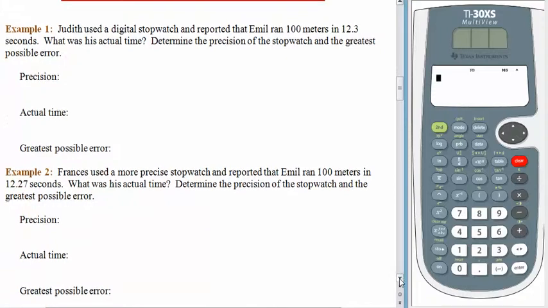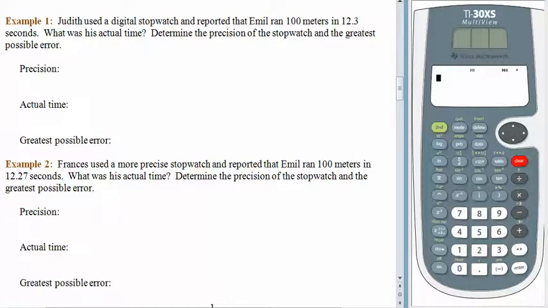Judith has a stopwatch. Emil is running. Emil runs the 100-meter dash in 12.3 seconds, according to Judith's stopwatch. We know that that is not exactly the truth out to an infinite number of decimal places. There's some rounding error in there. There's also probably a little bit of operating error in there for when you clicked and unclicked the stopwatch. But at any rate, we'll just ignore the operating error for just now.